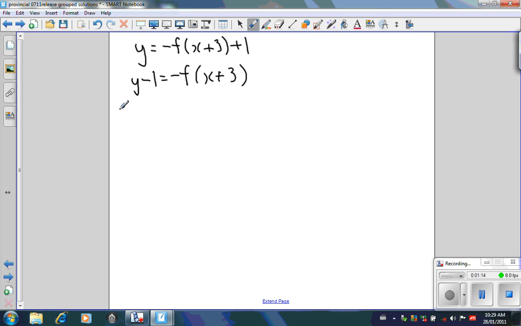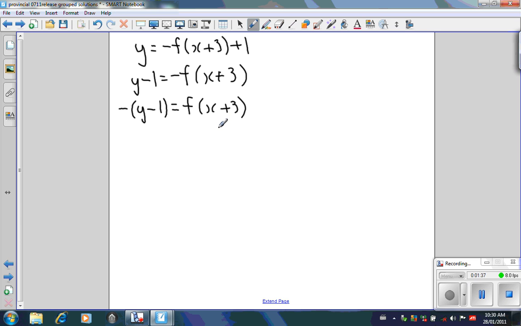The second thing I'm going to do is multiply both sides by negative 1. I'm going to do this very carefully. I'm going to put the negative out here. I'm multiplying this entire left-hand side by negative 1, and the right-hand side by negative 1. The negative times the negative will cancel out, and I'm going to get f of (x plus 3). And now I can see the transformations that I believe have taken place.